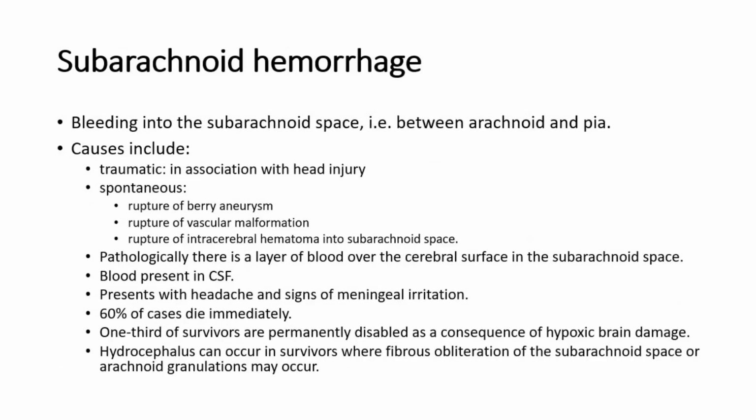The third type of extracerebral hemorrhage is subarachnoid hemorrhage. This is bleeding into the subarachnoid space, which is between arachnoid and pia. Its causes include trauma in association with head injury, and spontaneous causes, due to rupture of berry aneurysm, rupture of vascular malformation, or rupture of intracerebral hematoma into subarachnoid space. Pathologically, there is a layer of blood over the cerebral surface in the subarachnoid space.